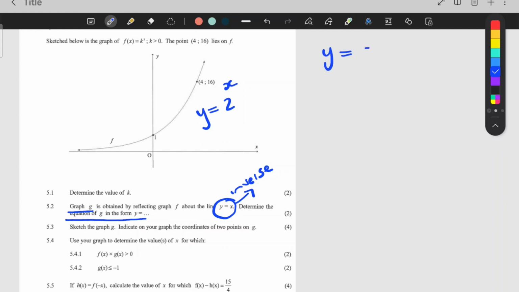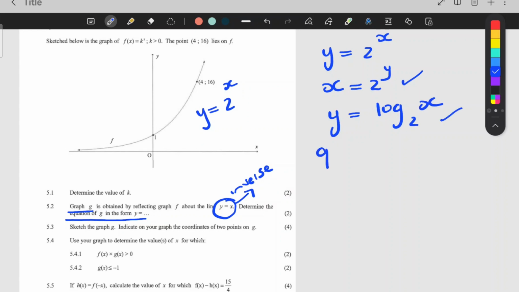So I'm going to write f down. I'm going to do the inverse. So I'm going to swap the x and the y. So can you see? You get a mark for swapping. And then I'm going to make y my subject. So y is equal to the log. My base is this base, and the x goes there. So there's my 2 marks, eh? So g of x is the log of x to the base 2.